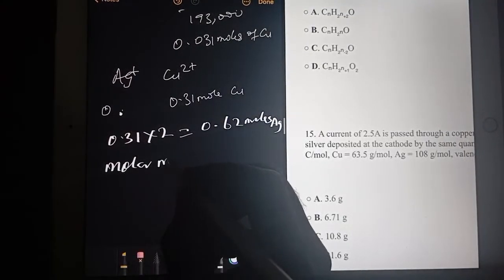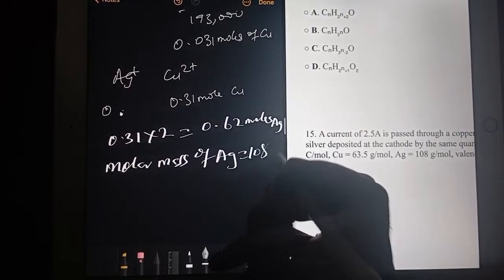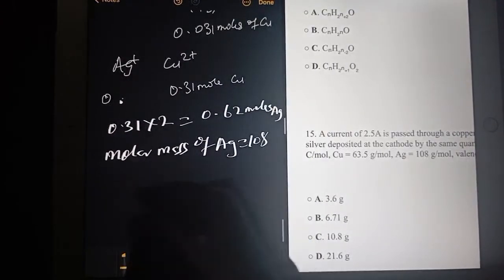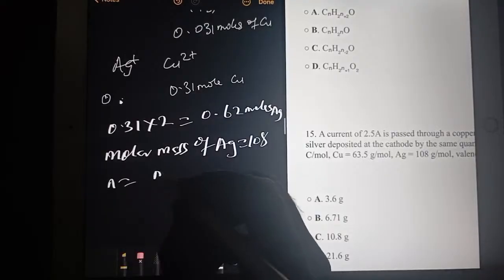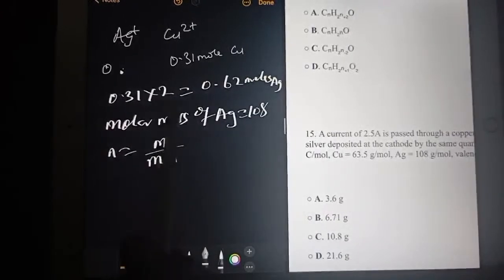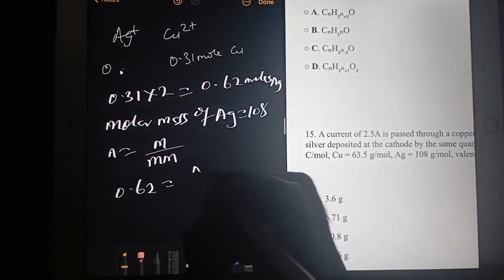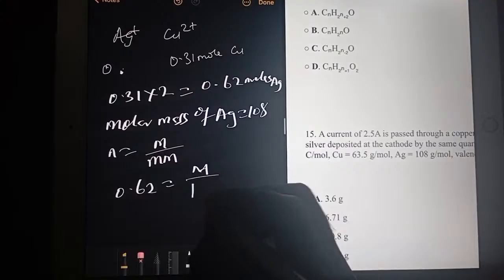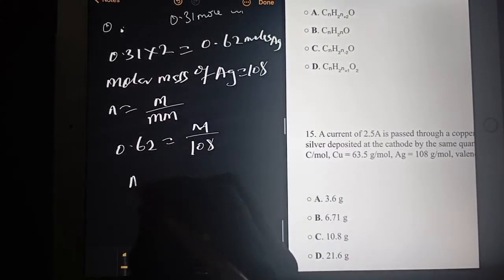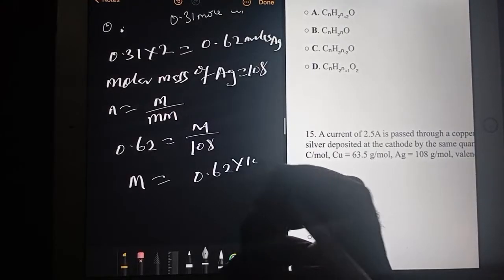Then the molar mass of silver is equal to 108. Then we use the formula which says that mole is equal to mass over molar mass. And what is the mass we are looking for? That's the unknown. We have our mole already, which means 0.62 is equal to mass over 108. Therefore, m is equal to 0.62 times 108.